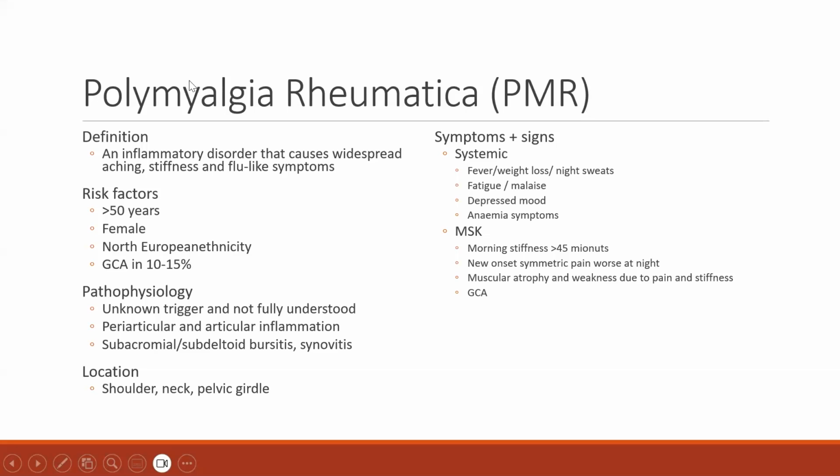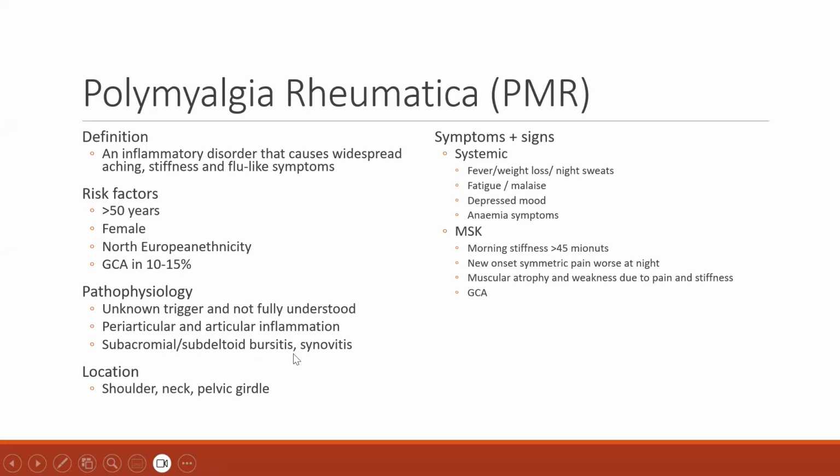Polymyalgia, PMR, is an inflammatory disorder that can cause widespread aching and stiffness and flu-like symptoms. Risk factors: above 50 years of age, female, North European ethnicity, and in 10 to 15% will have giant cell arthritis. Pathophysiology: the trigger is unknown and it's not fully understood. We get periarticular and articular inflammation.